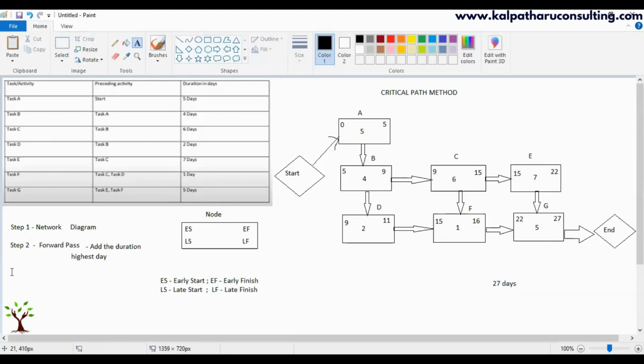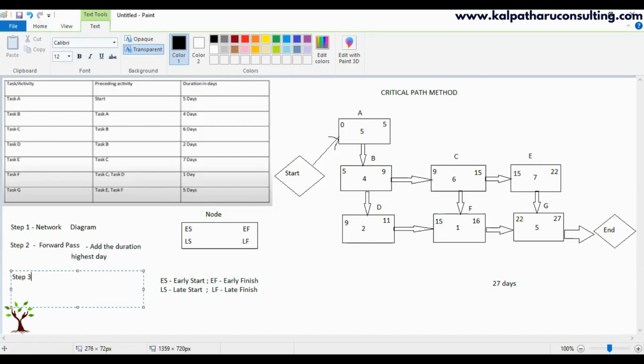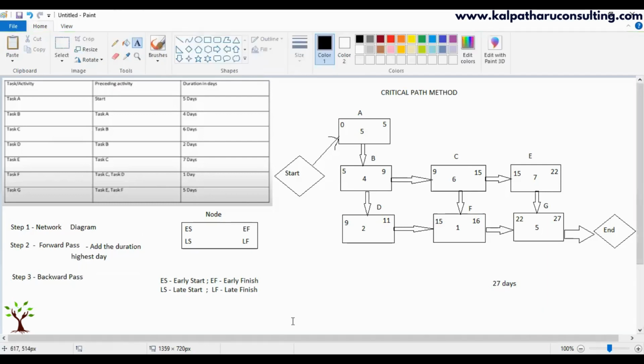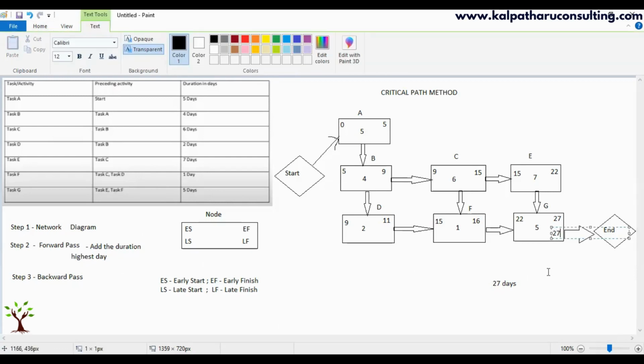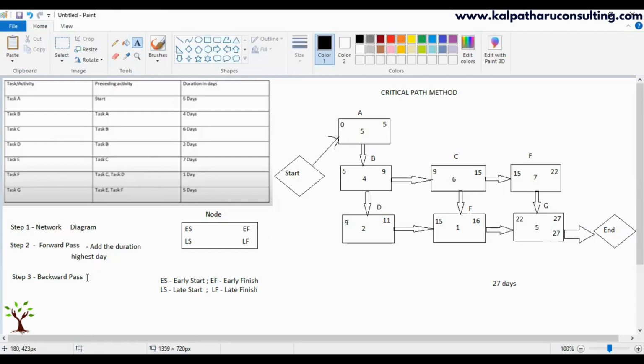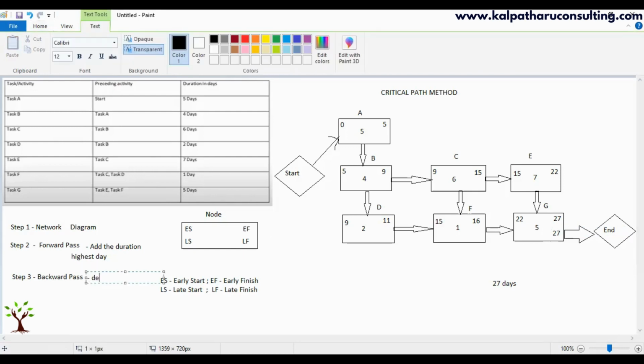Now we are going to do the next step, step 3, which is backward pass. So backward pass, okay, the same 27 is going to be entered here. Now in backward pass, we are going to deduct the duration. In forward pass, we added the duration. Here we are going to deduct the duration. So 27 minus 5 is 22.